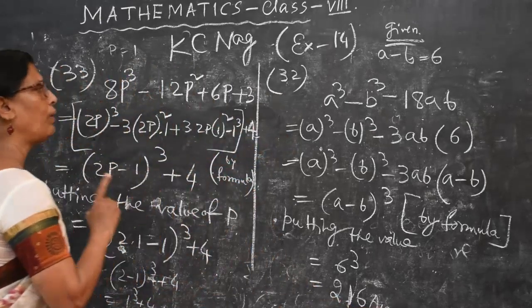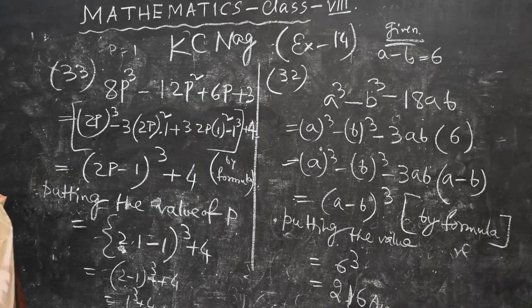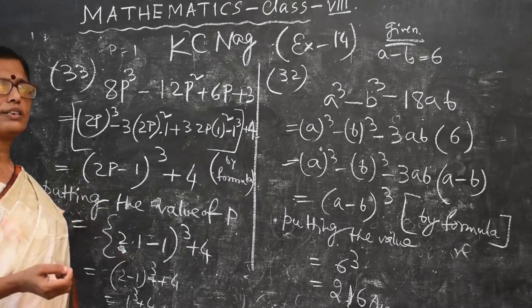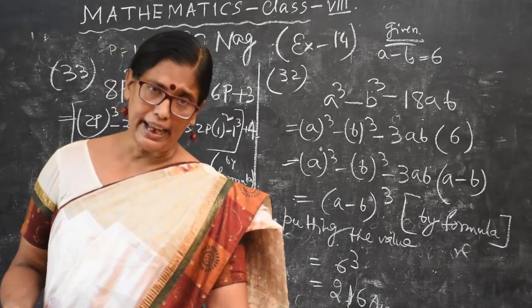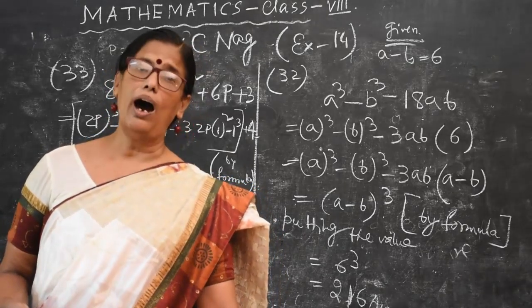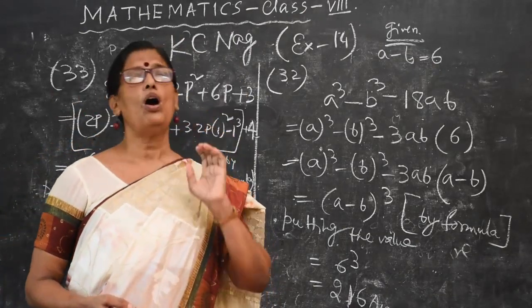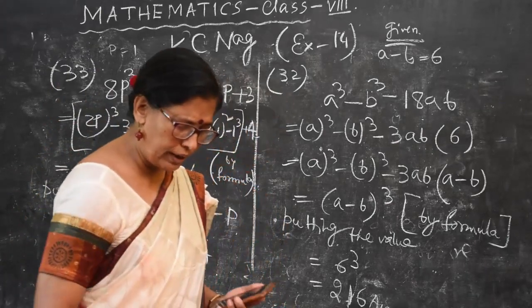If any value is given there, then we can put in our integer value. Otherwise, if a minus b is not given as 6, we can take it, this is the formula. And in these cases, all are applying either a plus b whole cube or a minus b whole cube. Now we go for the next term.